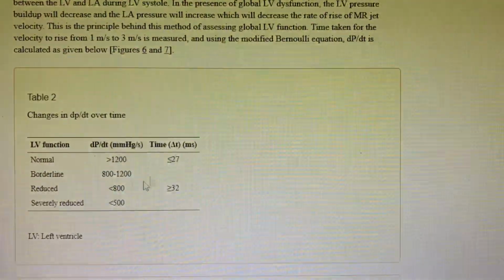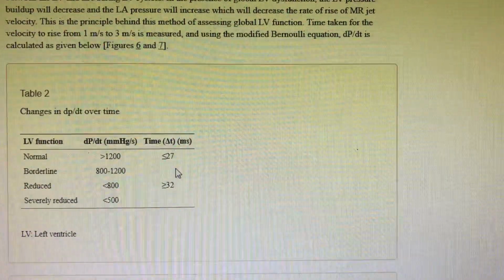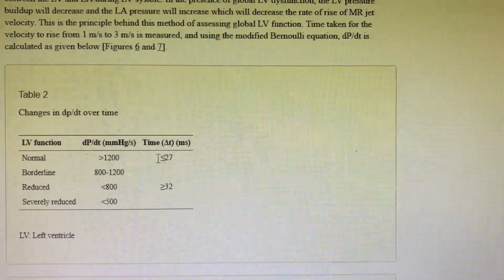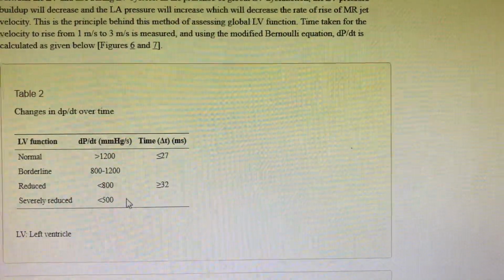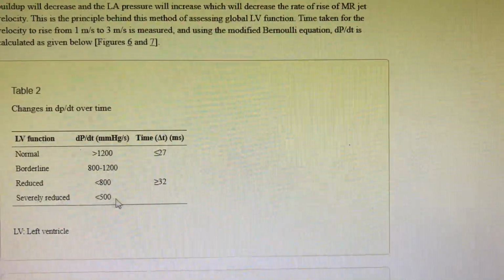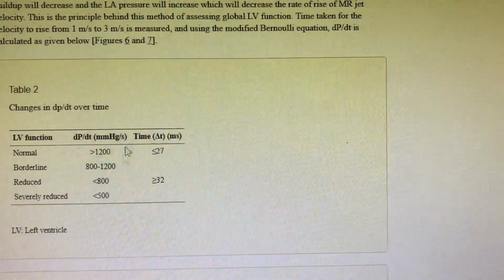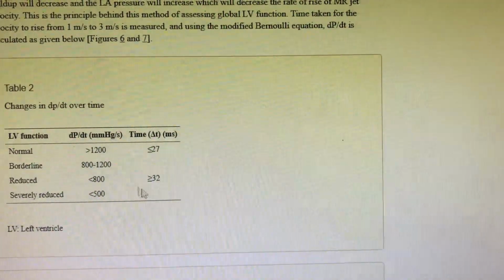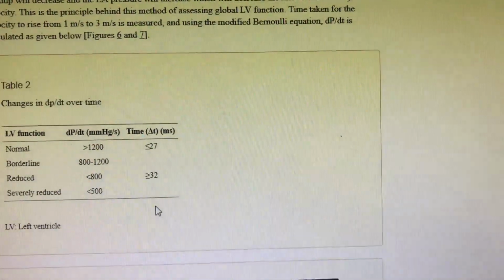In that way, we can categorize: if it is normal, where the time taken is very much less than 27 milliseconds, then dP/dt is more than 1200 and it is normal. If it is less than 500, then it is most probably severely reduced, because the time taken from 1 meter per second to 3 meter per second is more than 32 milliseconds, where the LV is globally dysfunctional.